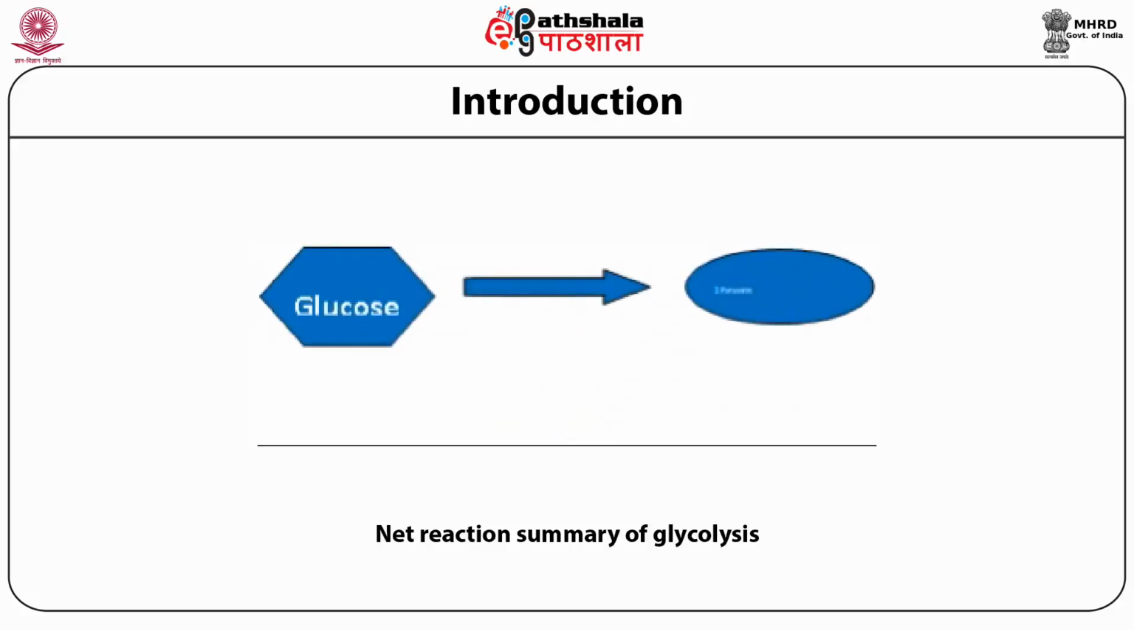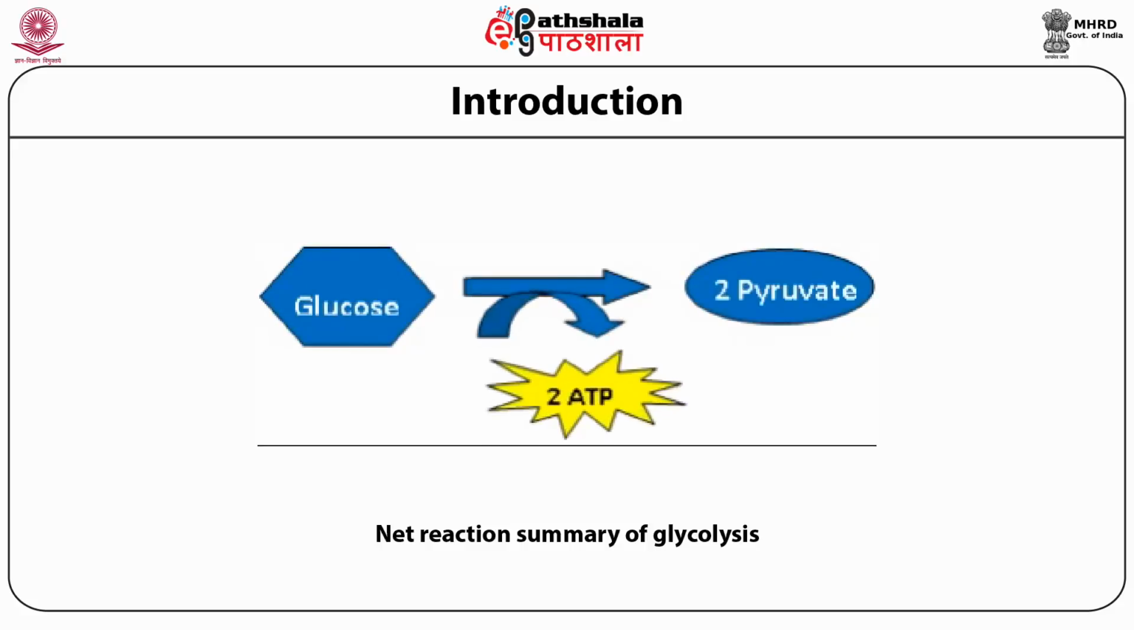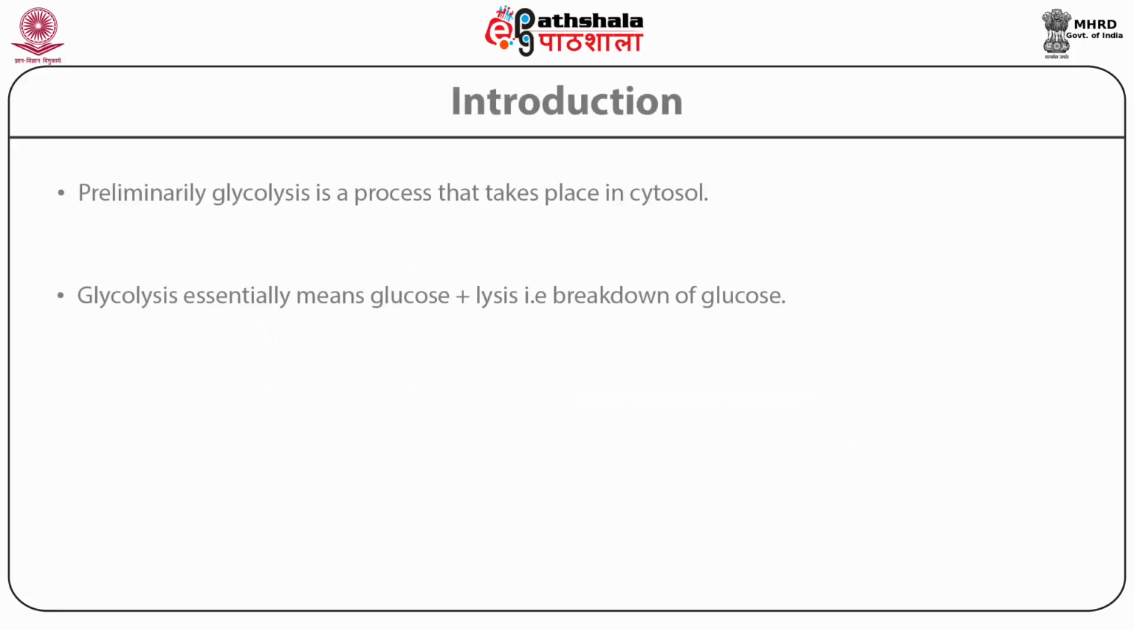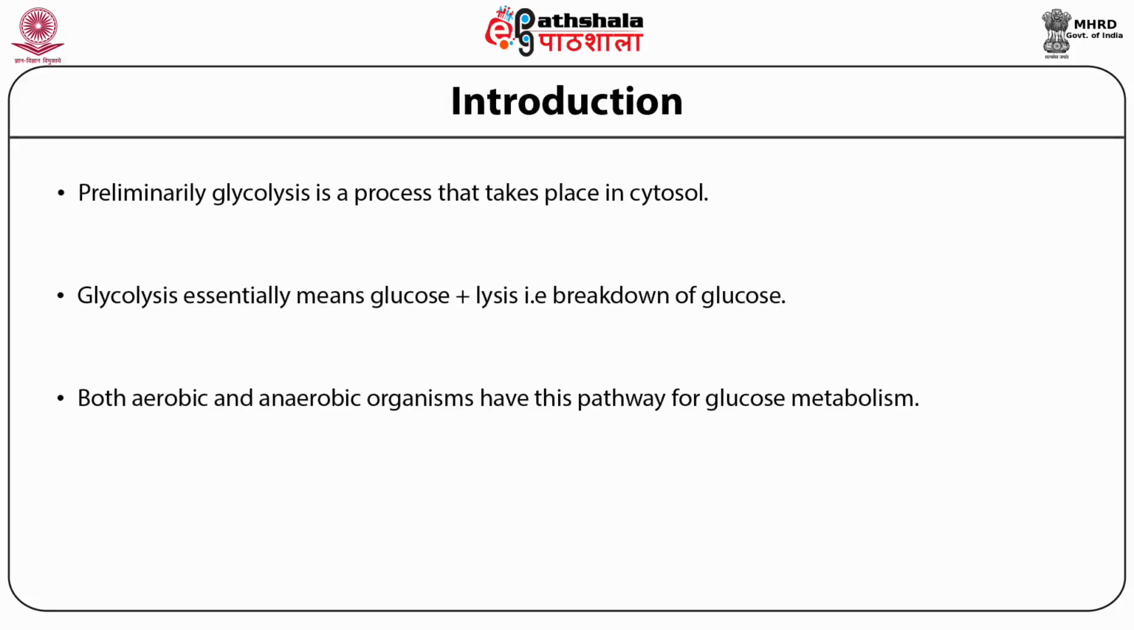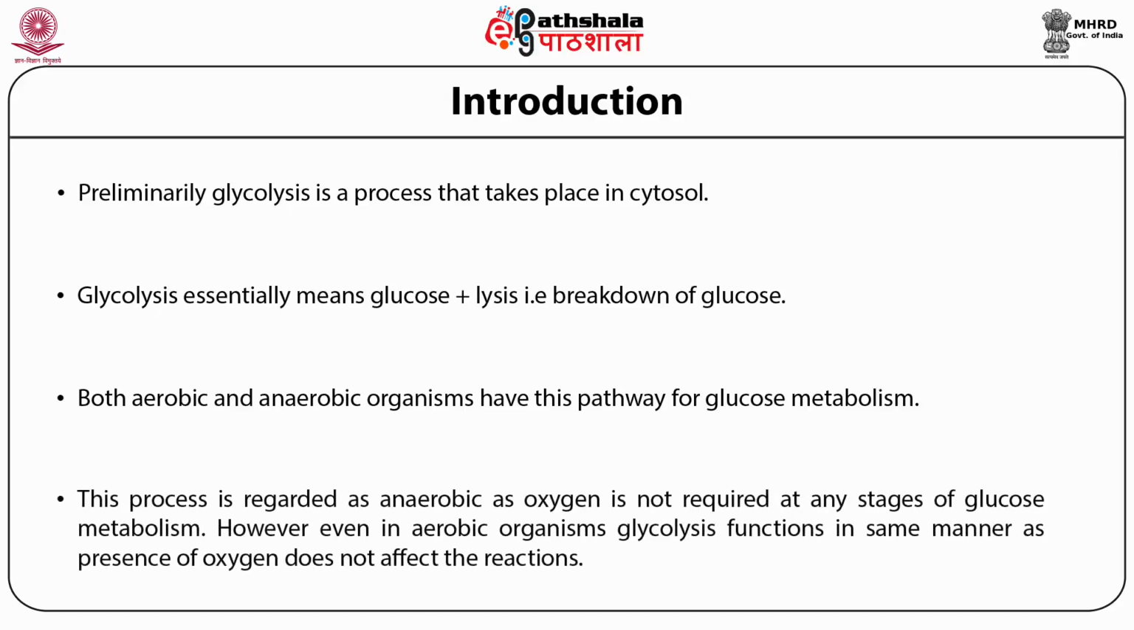Primarily, glycolysis is a process that takes place in the cytosol. Both aerobic and anaerobic organisms have this pathway for glucose metabolism. This process is regarded as anaerobic as oxygen is not required at any stage of glucose metabolism. However, even in aerobic organisms, glycolysis functions in the same manner, as the presence of oxygen does not affect the reaction. So we can say it is neither aerobic nor anaerobic.